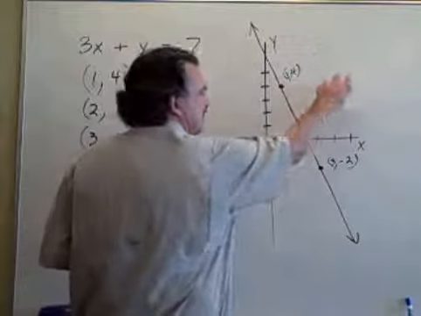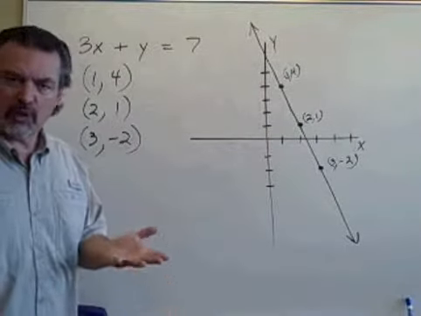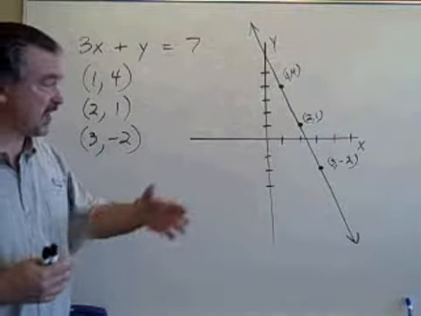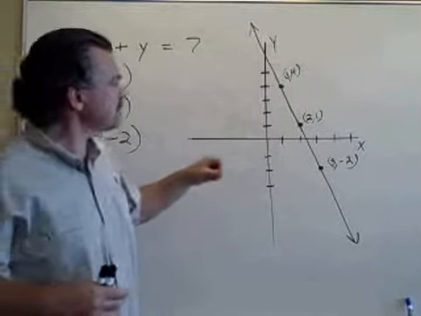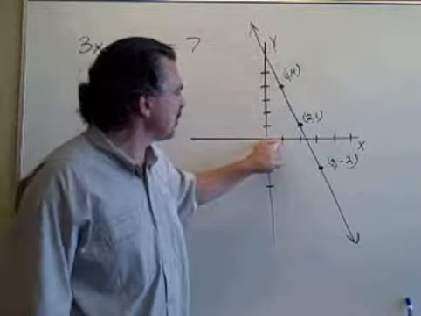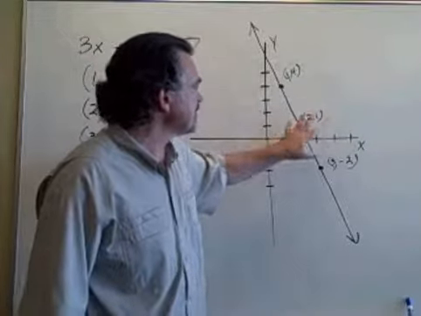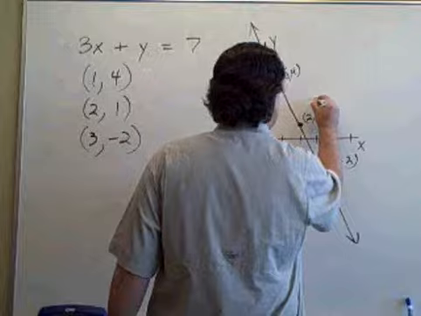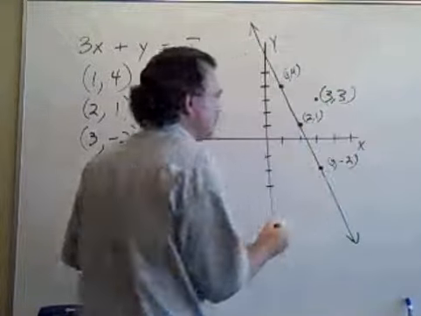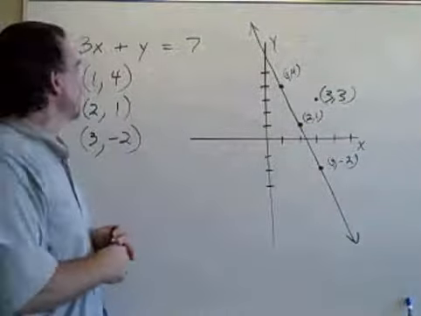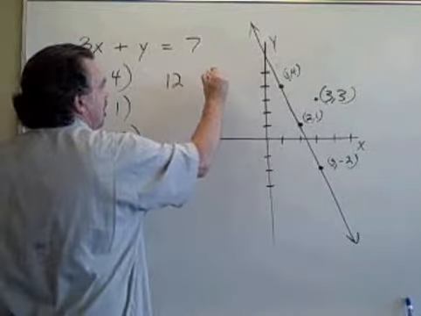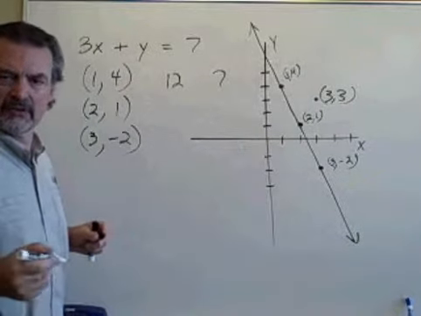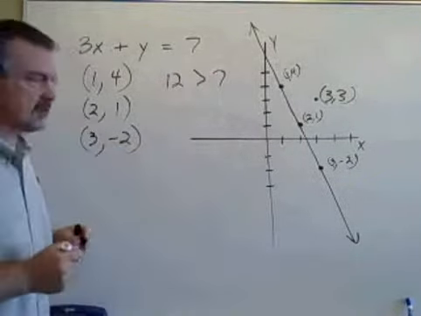Well, what about the points on each side? What do they do to that original equation? They don't make it equal. What do they do to it? Well, let's see. Let's pick a point over here. Let's pick the point 3, 3. That's not on the line, is it? 3 for x, 3 for y would not be on the line. If we plugged in 3 for x, 3 times 3 is 9, plus 3 for y, that's 12. Well, how is 12 related to 7? Well, 12 is greater than 7, isn't it?